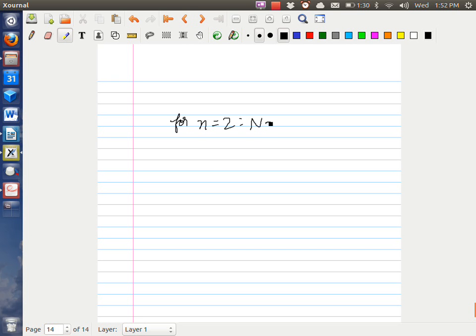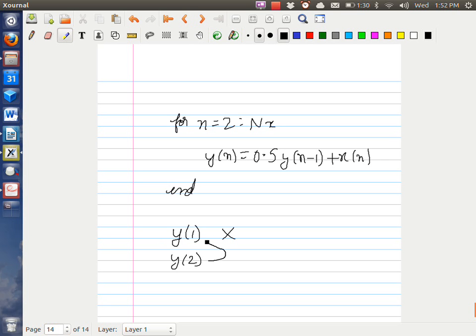Yeah, you're going to miss the first value of y. y of n equals 0.5 y of n minus 1 plus x of n. So when this begins to run, it'll not compute y of 1, and it'll start off at y of 2, and when it needs y of 1, it'll take it as 0, which is not what we want. So to take care of that, we need to compute y of 1 by hand and put it up there.